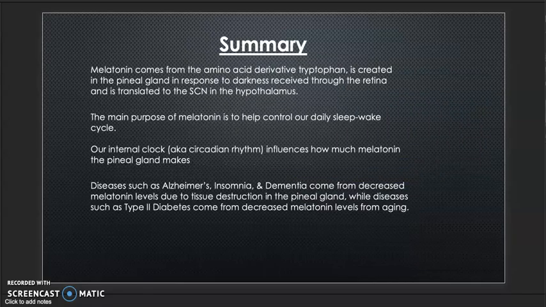Moving on, this last slide goes over the summary of melatonin, and in summary, melatonin is a protein hormone synthesized by the pineal gland in response to darkness that is transferred from the retina, which I talked about in the beginning. Its main purpose is to regulate the sleep-wake cycle in our bodies and works as our internal clock and influences how much melatonin that our pineal gland secretes.